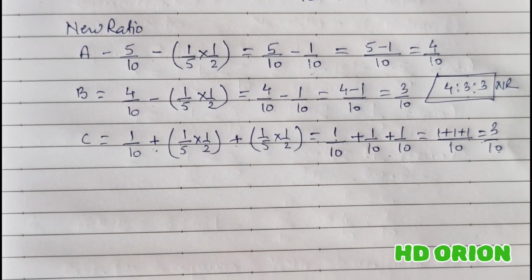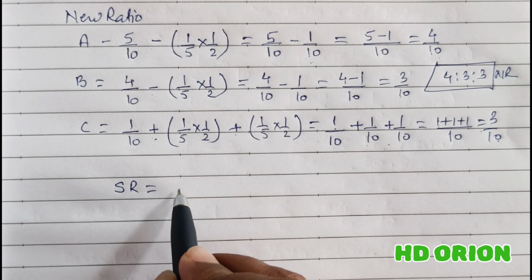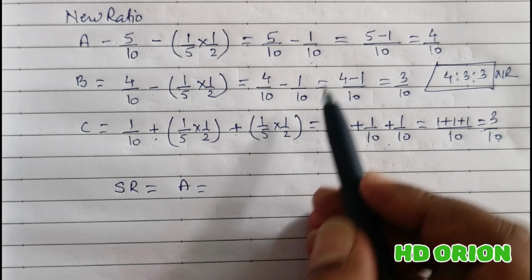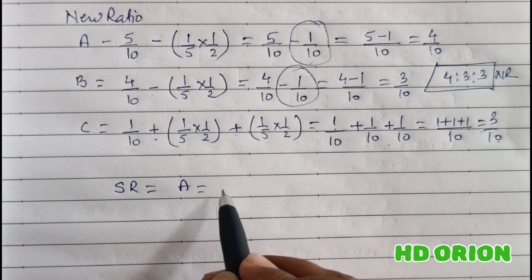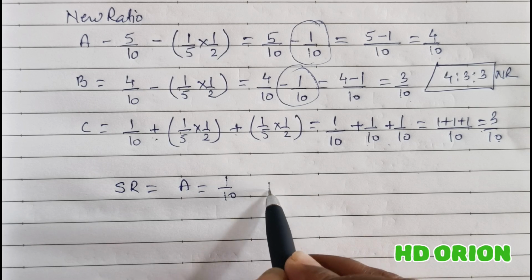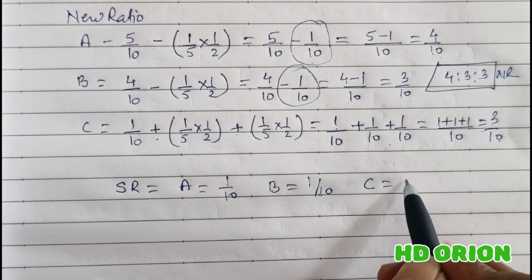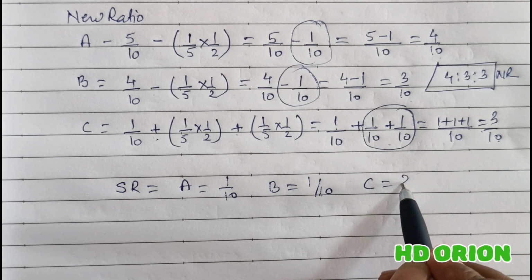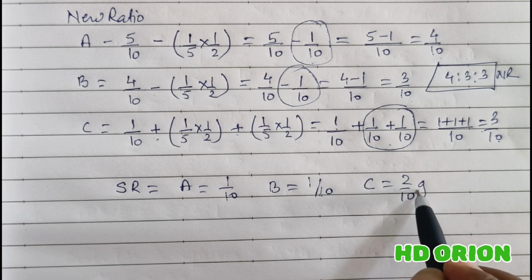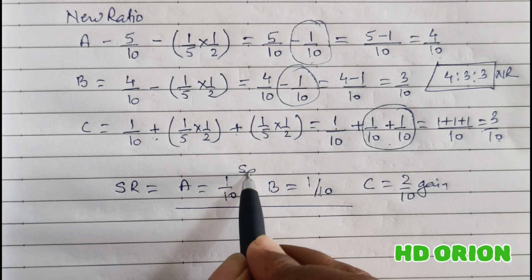Fine. And what is the sacrificing ratio? For A, you can easily see that this is the portion which is sacrificed by A and B. So A has sacrificed 1 by 10 and B has also sacrificed 1 by 10. Whereas C has gained how much? This much C has gained, so that is 2 by 10 gain. Here these two have sacrificed.